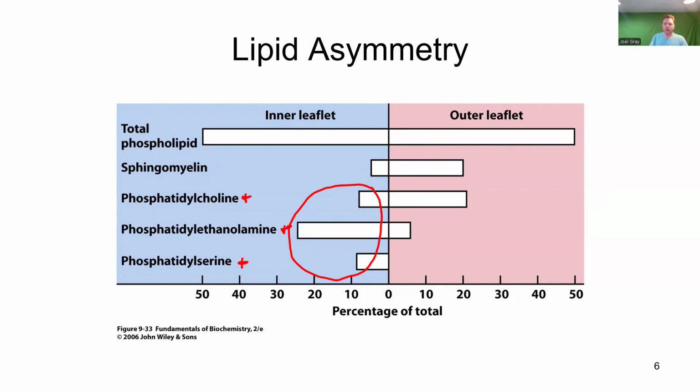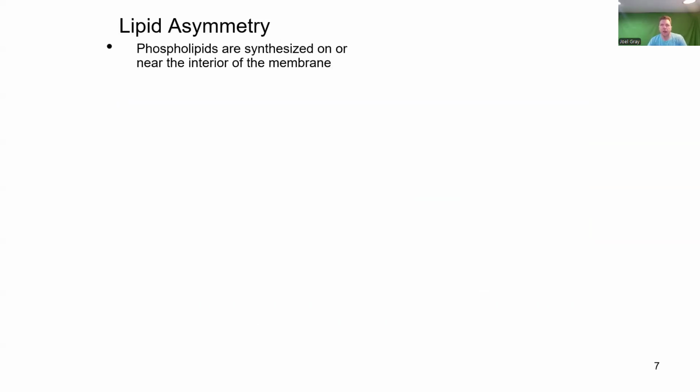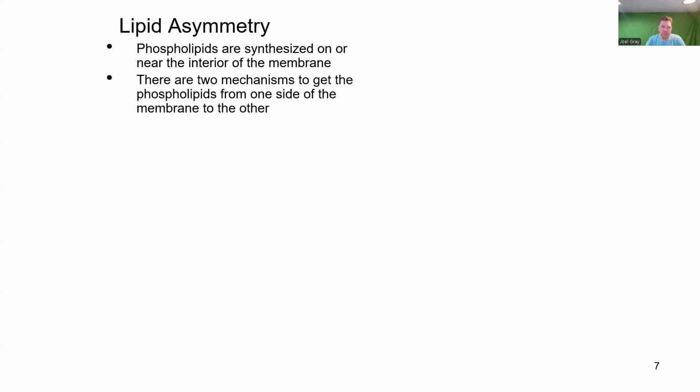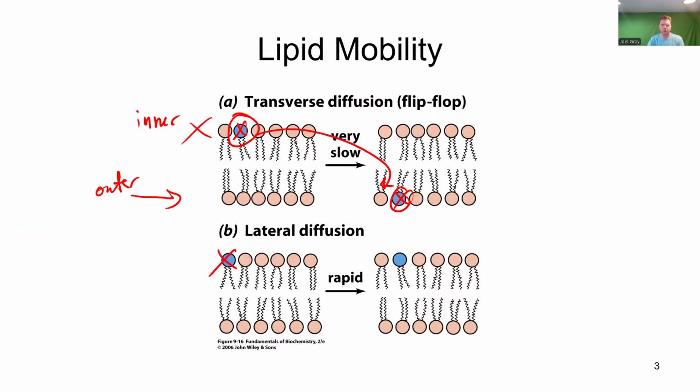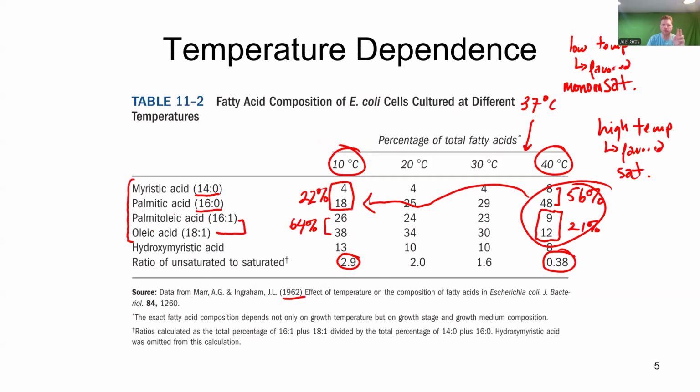Now, under some circumstances, you might have to flip this phosphatidylethanolamine out. Likewise, this phosphatidylserine, you might have to move to the outer leaflet for some communication mechanism. Now, that lipid asymmetry and redistribution of lipids: phospholipids are synthesized near the interior of the membrane. There are two mechanisms to get those phospholipids from one side of the membrane to the other. We already talked about transverse diffusion with respect to this graph, to get them from one side to the other. There are two ways to do that, and that's what we're going to talk about right here.